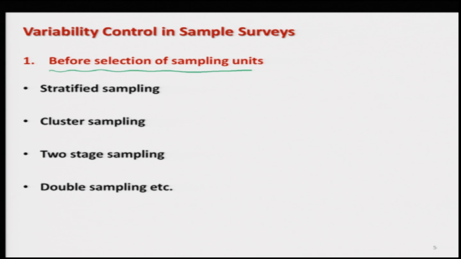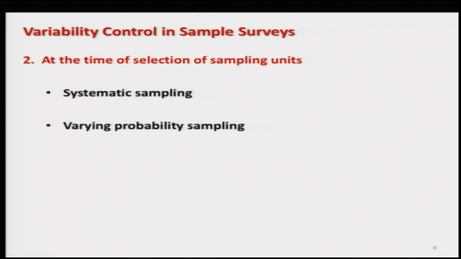For example, there is a stratified sampling scheme, there is cluster sampling scheme, there is 2-stage sampling, there is double sampling, and so on. There are multi-stage, multi-phase sampling schemes which help us in controlling the variability in the data. Right, what are those things? That is the topic which will come in the further lectures.